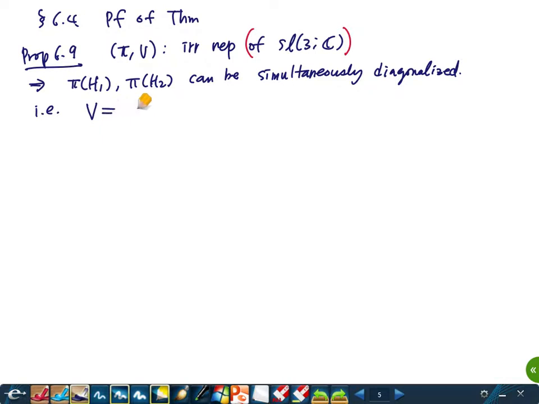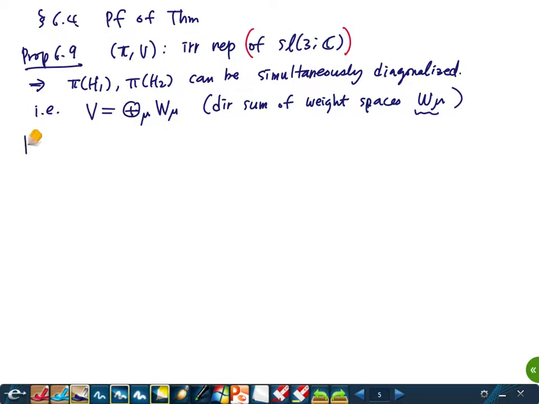In other words, V is the direct sum of weight spaces, where this means the weight space corresponding to the weight mu. These two sentences mean exactly the same thing. I explained this last time. So we want to show this, the direct sum of the weight spaces.